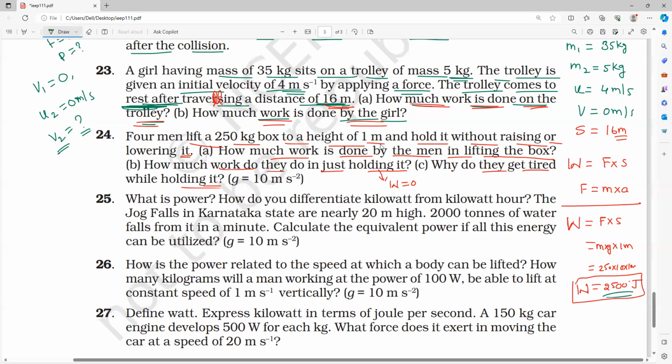Any doubt? Anybody can ask me. Next. So four men are lifting from the ground to 1 meter, so they have done 2500 joules. Now holding the load above their head continuously, what is the work done? Just holding means what is the work done? Zero. Holding means again force into displacement. Of course, they are applying force. Force is there, but displacement will become zero. So work done will become 0.